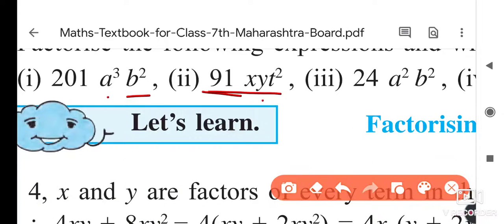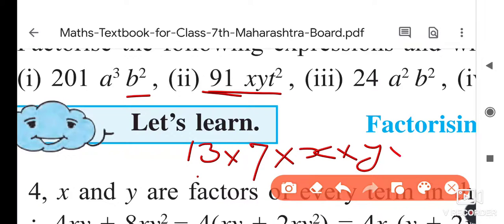Now find the factorization of 91xy t square. 91 means 13 sevens are 91. So 91 means 13 into 7 into x into y, and t square means t into t. In this way just solve the examples.